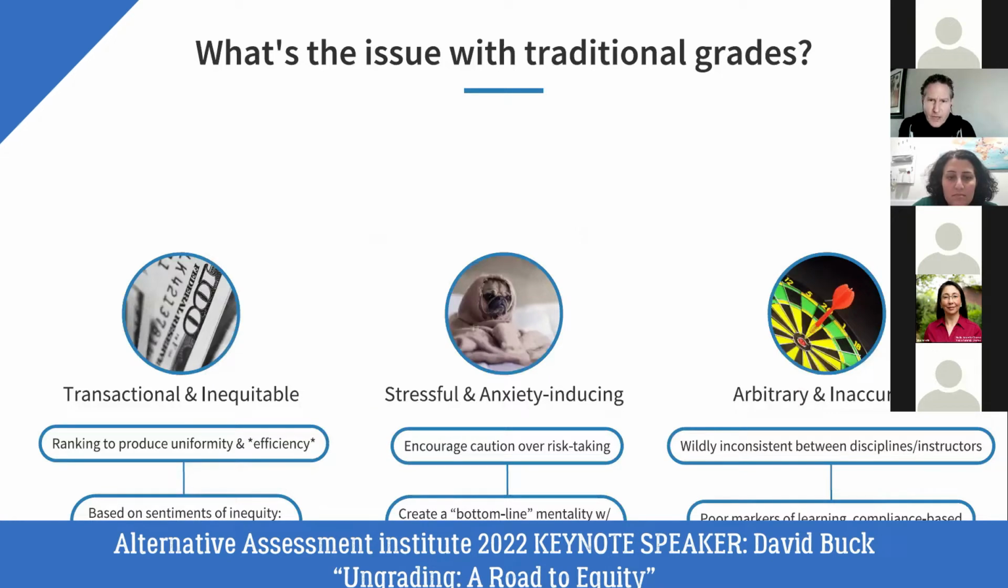So what's wrong with traditional grades? What's the issue that I have? Well, for me, it's three things. One, they are transactional and inequitable. So we focus on the ranking, the norming, the uniformity of trying to get the students in my class to do some objective that I've found or given to me to produce in the class.